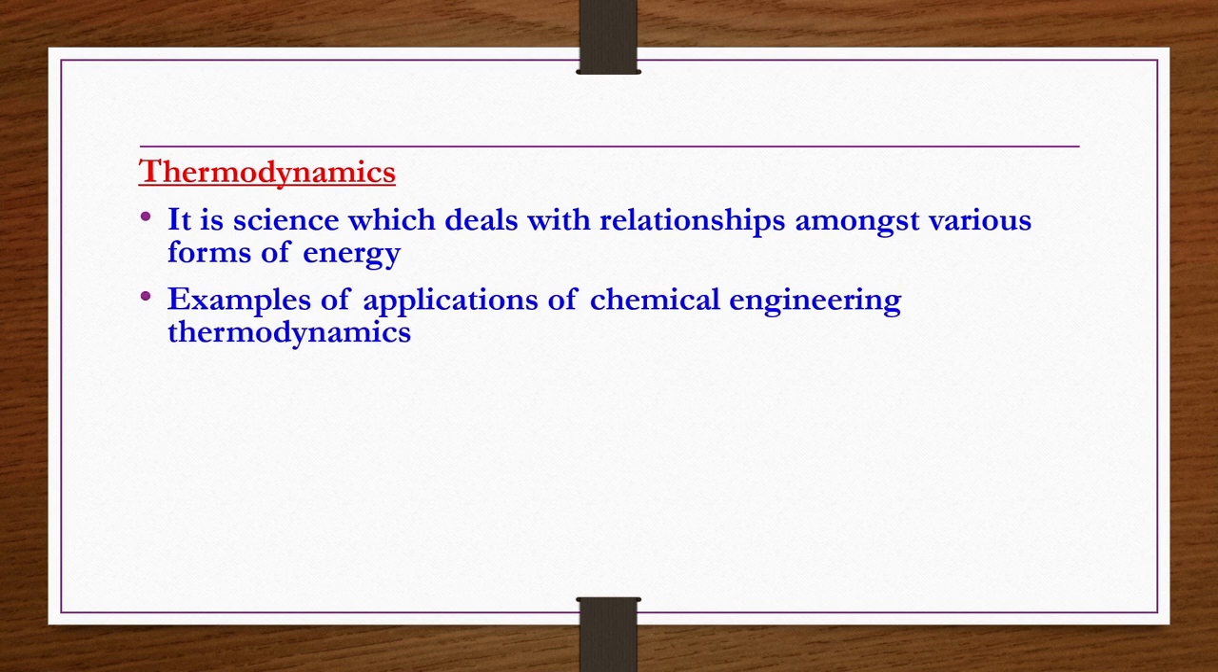So, examples of applications of chemical engineering thermodynamics, because chemical engineering thermodynamics is also a separate course in a semester. What we try to understand there is chemical equilibria. What is chemical equilibria actually? In industry or in chemical engineering, often more than one phase come into contact with each other, and often they form two immiscible phases. So there is an equilibrium amongst those phases.